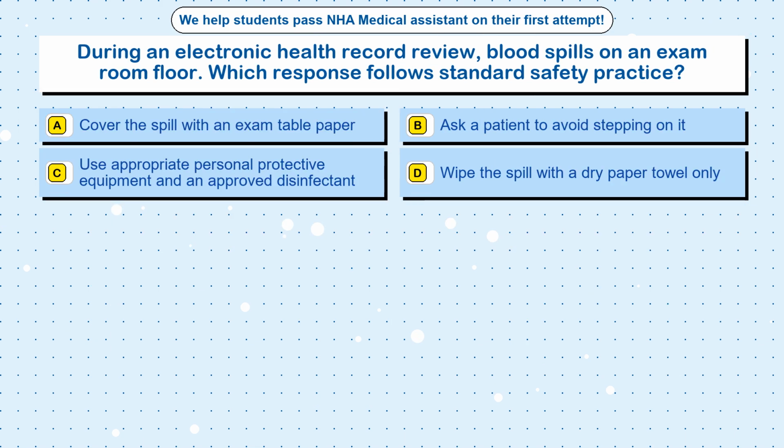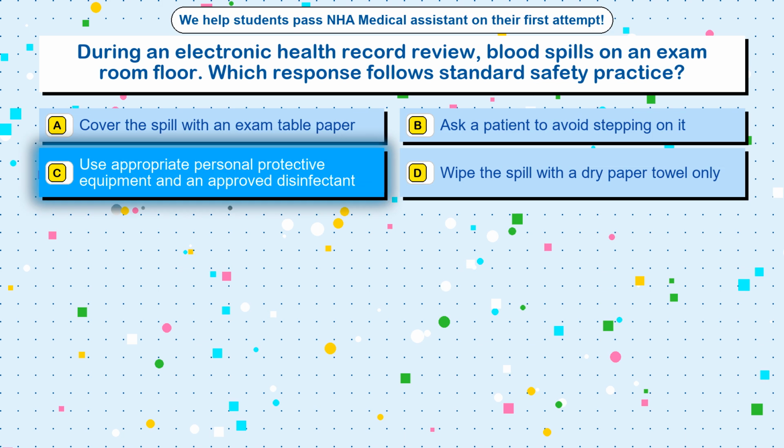Question 7. During an electronic health record review, blood spills on an exam room floor. Which response follows standard safety practice? Option A. Cover the spill with an exam table paper. Option B. Ask a patient to avoid stepping on it. Option C. Use appropriate personal protective equipment and an approved disinfectant. Option D. Wipe the spill with a dry paper towel only. The correct answer is option C.